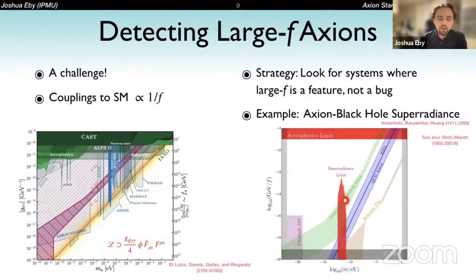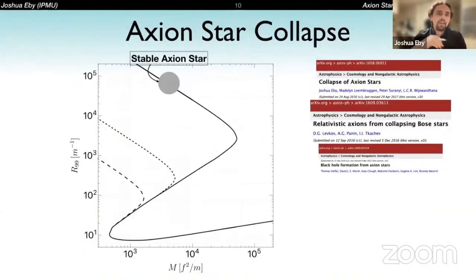So when you see these superradiant limits, generally they are coming from the bottom of the 1 over F parameter space. Large values of the decay constant actually give you a better constraint, and small ones give you a worse constraint. So we wonder if there are systems like this. And here is a system like that.